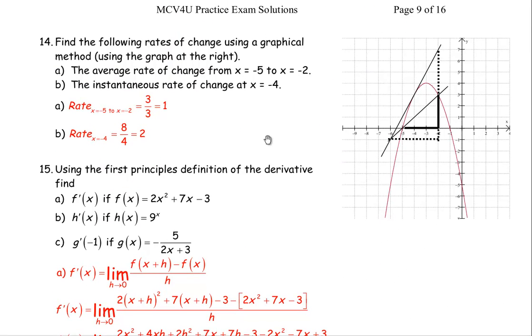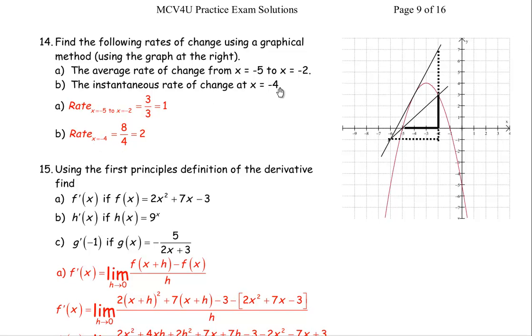On to question 14. We're asked to find the following rates of change using a graphical method. And in A here it says the average rate of change from negative 5 to negative 2. So on this curve, at negative 5 is right here, at negative 2 would be right there. So this line here represents, the slope of it represents the average rate of change. And so the rise here is 3 and the run is 3 as well. So the rate would be 3 over 3, which is 1. So average rate of change between those points is 1.